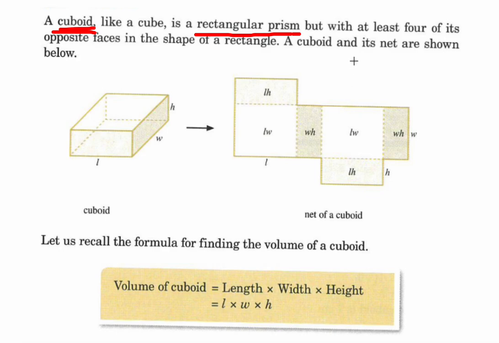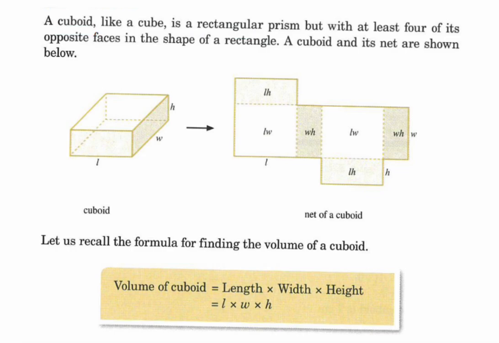A rectangular prism looks like a cube, but it has at least 4 of its opposite faces in the shape of a rectangle. So it's got a lot of rectangles. That's why it's called a rectangular prism. So here's the cuboid as a 3D folded up shape, and here's the cuboid's net when you open it all up. So it's just made up of a bunch of rectangles.